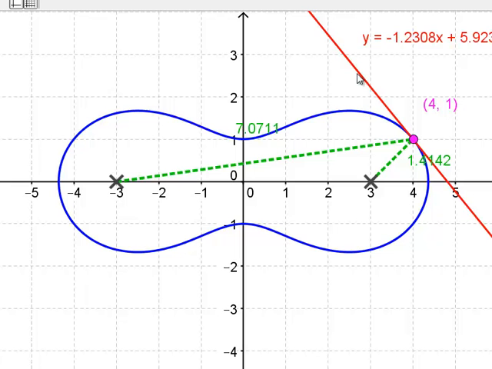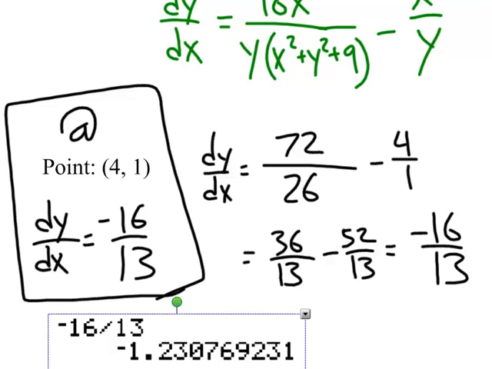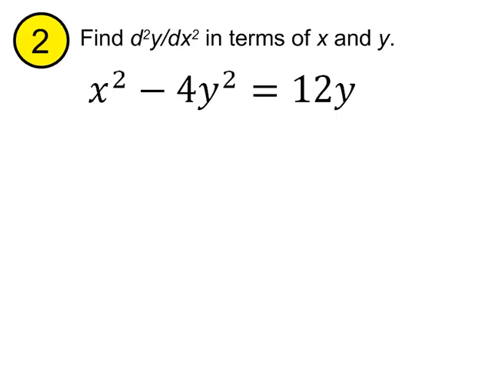If I go back to GeoGebra and I take a look at the equation for this tangent line, I see that the slope indeed is negative 1.23-ish. So we consider ourselves successfully done. All right, let's go on to the next one.